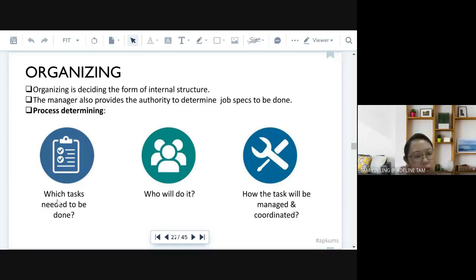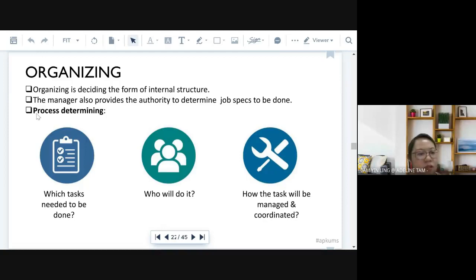First, we need to know which tasks need to be done, or what are the jobs that we need to do. What are the tasks? What are the jobs? That's the first one. The second one is who will do it. And third, how the task will be managed or coordinated. It means we need to know how to manage the job so that people will complete it on time. These are the three very important things that we do during organizing.